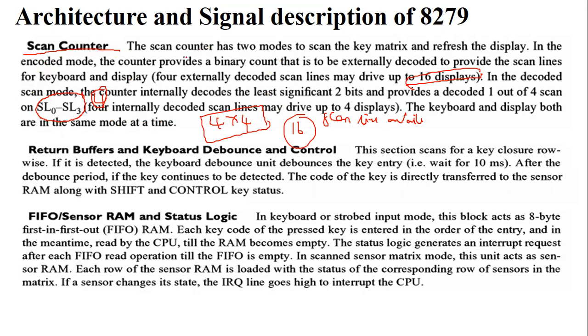So what is this one? The scan counter has 2 modes: scan key matrix and refresh the display. The main drawback of 8255 is it cannot refresh the display and scan the keys at the same time. So to avoid that, we come to the 8279. One feature of the scan counter is it can scan the key matrix, the key rows and columns, and at the same time refresh the display. This is the main motive of our 8279.